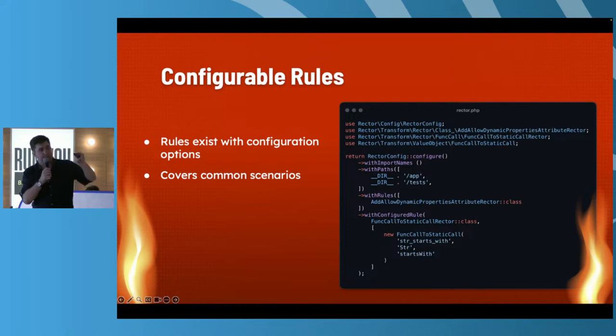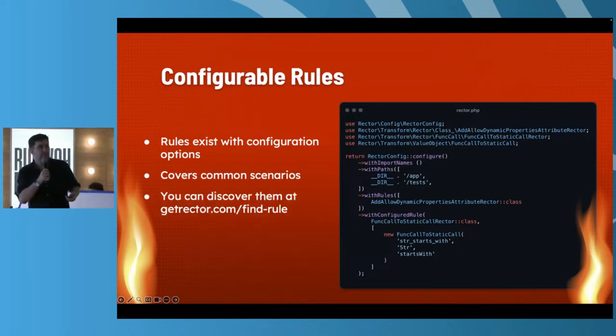For instance, this one here, we've got a configured rule for function call to static call Rector, and underneath we've got a configuration option: if we find use of the function call to string starts with, we want to replace it with a static call to string starts with. So we can write quite a few of those in if we just have really common scenarios. If you want to find more of those rules and see what's available, there's a web page called getrector.com. Find rule, and yeah, you can just type in there what you're looking for.